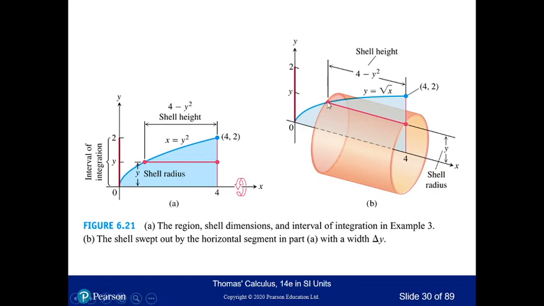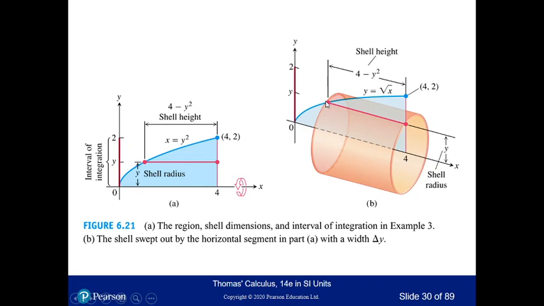Here x is equal to y squared because I'm interested in this x, so I have to write x in terms of y. So this distance is y squared. The total distance is 4. 4 minus y squared is going to give us the height. So this is the height of the rectangular box.